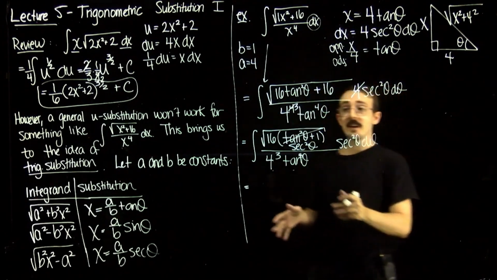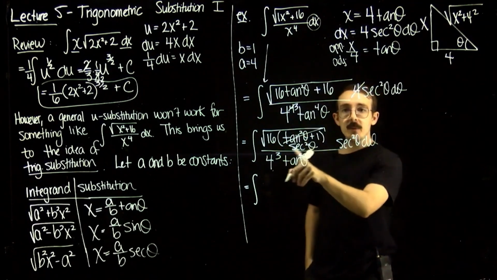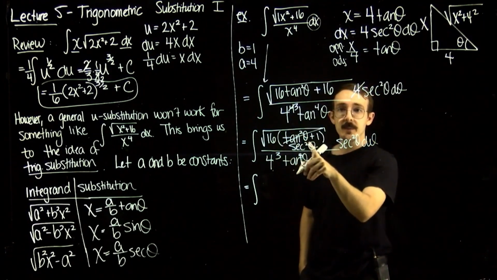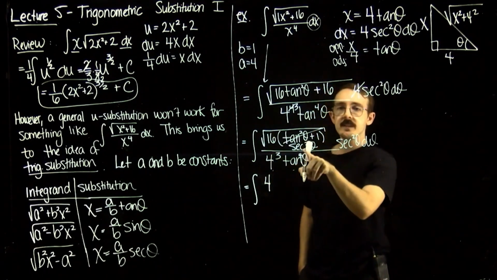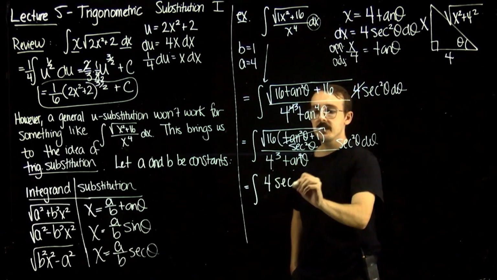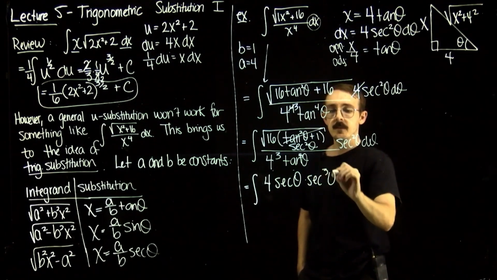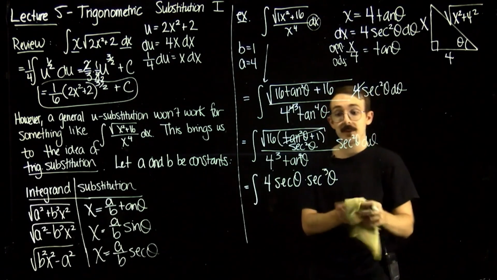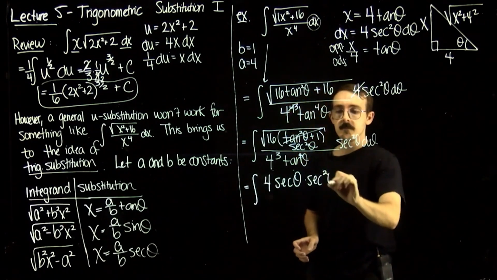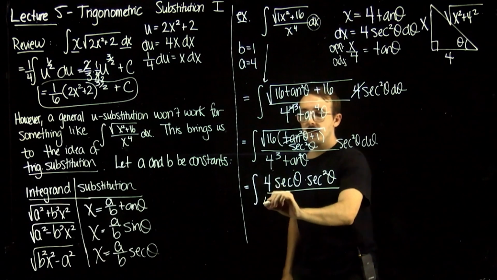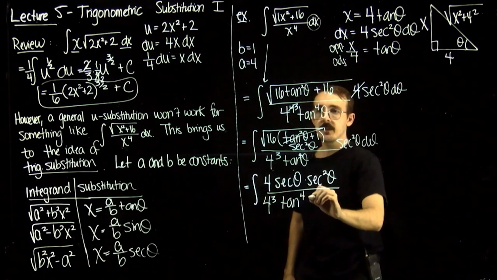So instead of having tangent squared plus 1 inside the radical, that's secant squared. Let's continue simplifying now. So we have the integral of, I can take the square root of this now, because it's just one term in here. Square root of 16 is 4. Square root of secant squared is going to be secant. Times, I have secant squared here. Secant squared, I don't know why I wrote 3. It's secant squared. Over 4 to the 3rd power tangent to the fourth theta.